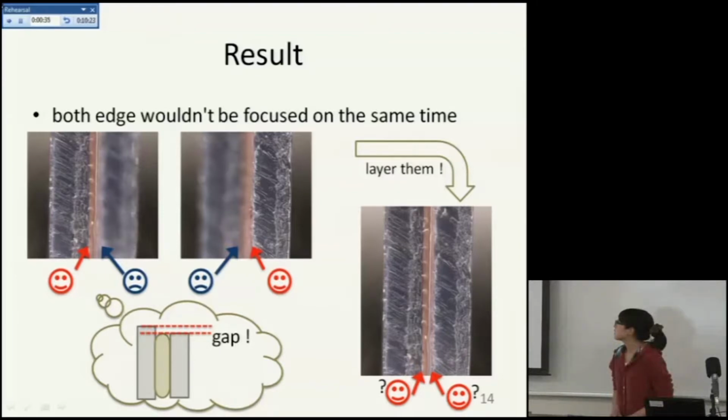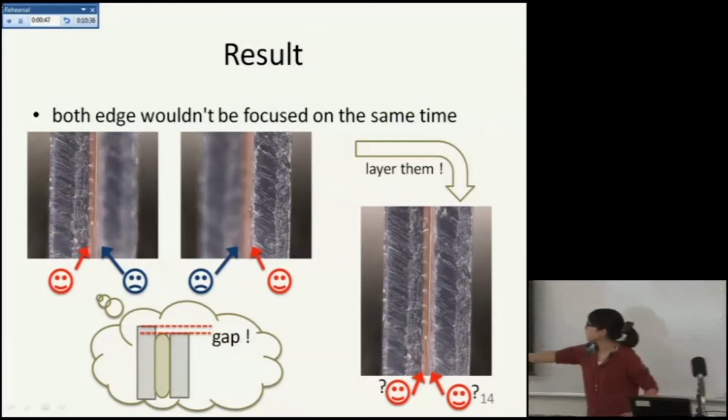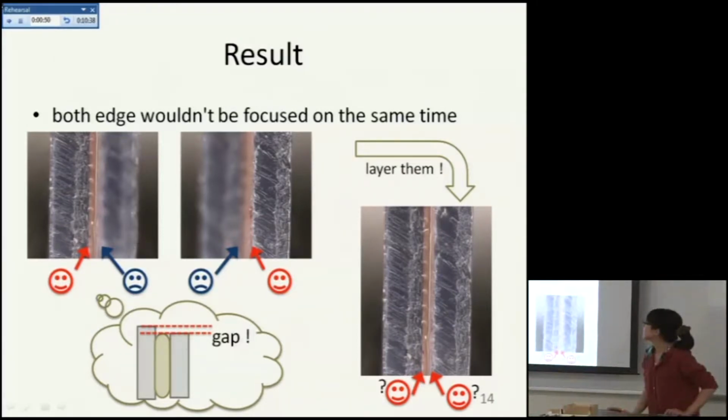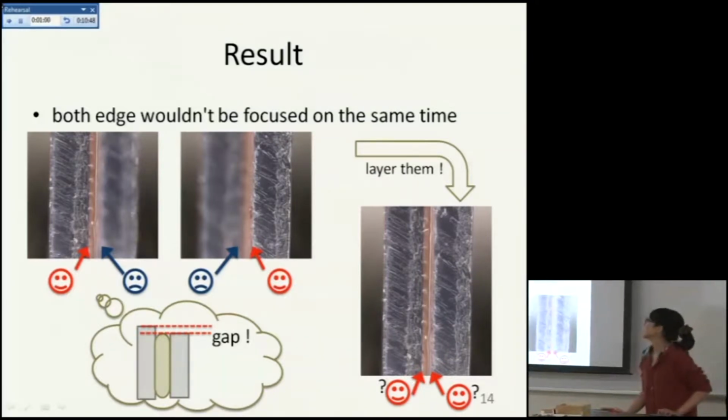The image has a problem that both edges of the cover glasses can't be focused on at the same time. And I think this is because the cover glass height has a gap with each other. And now I'm making a trial to make a clear image of both glasses, like layering them like this. And I'm now trying this, so the result will be coming soon, I think.